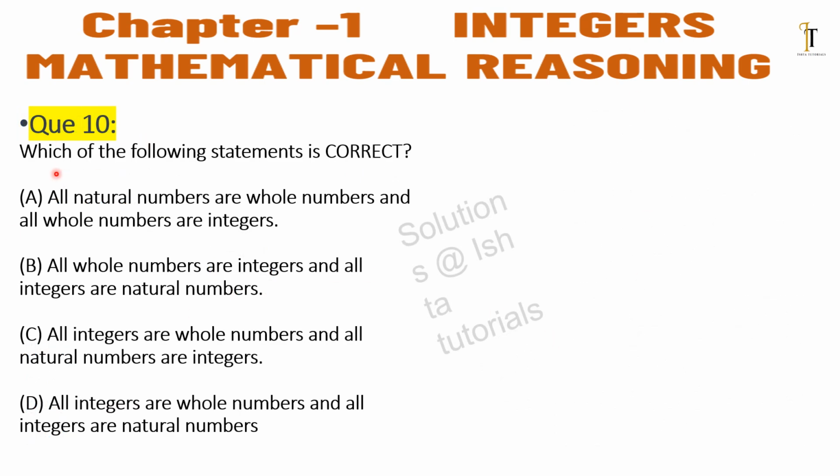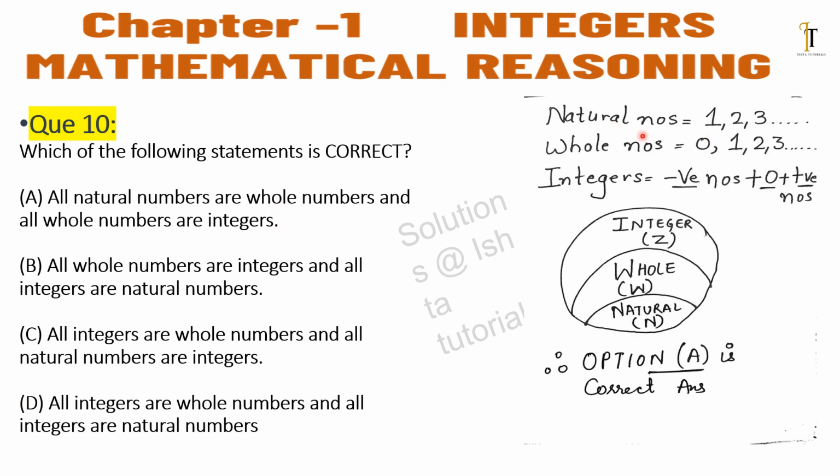Question number 10. Which of the following statements is correct? Before reading all these statements, we should know that natural numbers always start with 1, 2, 3 and so on. Whole numbers start with 0. Integers contain natural numbers and whole numbers. Now if we read all the statements, we find that option A, all natural numbers are whole numbers and all whole numbers are integers, will be the correct answer.